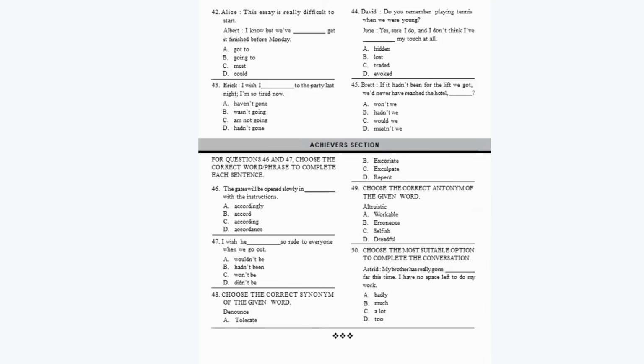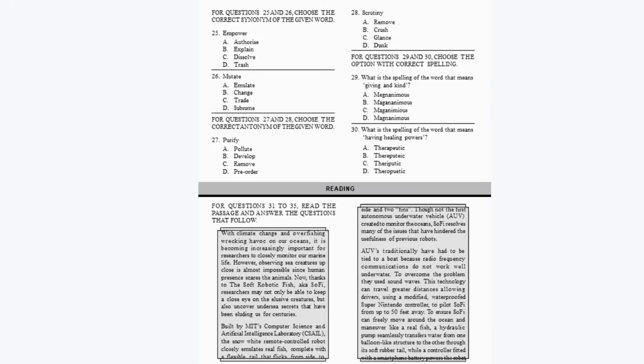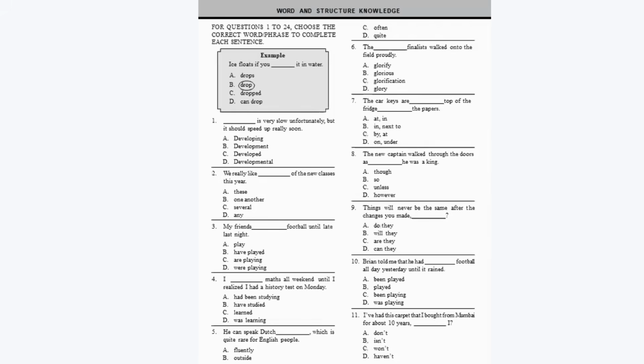Now comes your last section, which is called the Achievers section. In this section, you will get questions from grammar, vocabulary, and conversation. But unlike the previous sections, in this section, each question carries 3 marks. Okay, so let's go back to our first section. Word and Structure Knowledge is your first section.